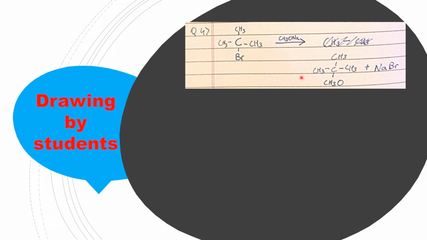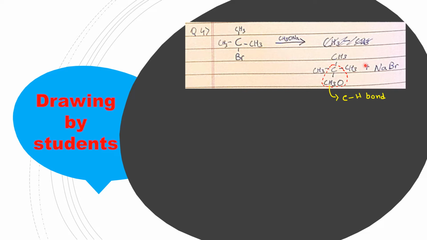This reaction is written by students. Tertiary butyl bromide, when it reacts with sodium methoxide, gives this product. First of all, this product is wrong because when tertiary butyl bromide reacts with sodium methoxide, an elimination reaction takes place and we get an alkene product instead of a nucleophilic substitution product. And here is another mistake, the bonding pattern.